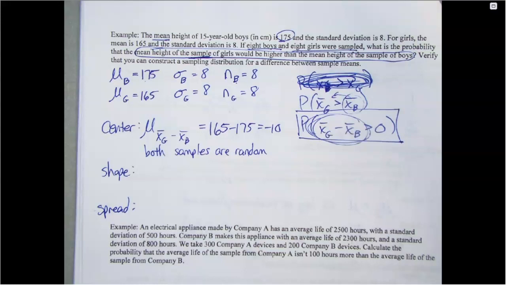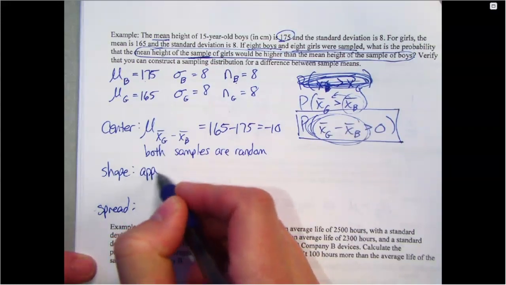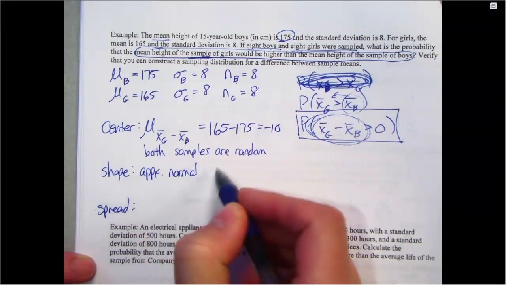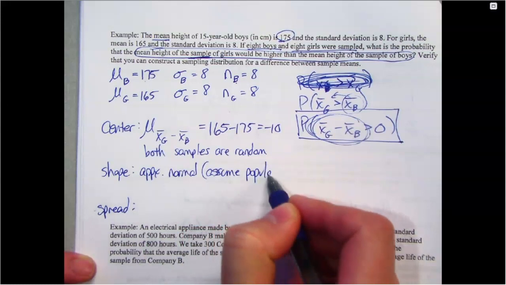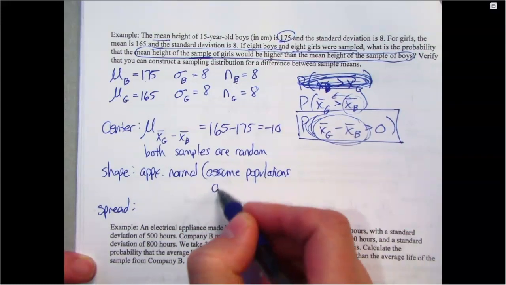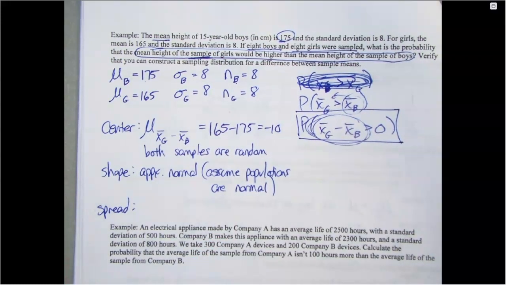But what else do I know? It doesn't even say it, does it? What else am I looking for that I can't find out? Yeah, I want the population to be normal. It doesn't say it, so we're just going to say shape is approximately normal. Assume population is normal. It's kind of cheating, but it's okay for right now.